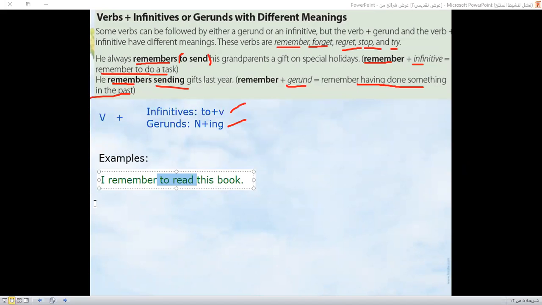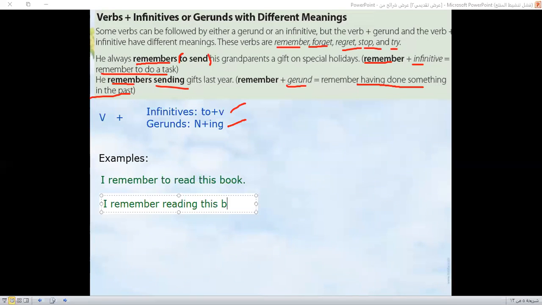What about the gerunds, if I want to use it with the ing? How can I use it? Like when I say, I remember reading this book. Can you tell the difference now between them? When I say, I remember reading this book, it means that I have read this book in the past.